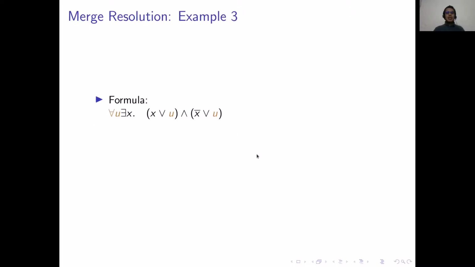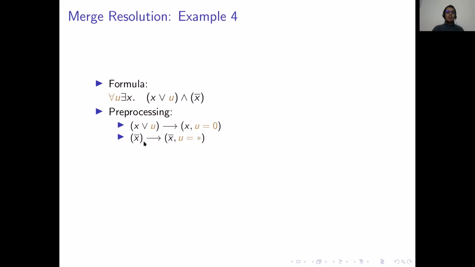Now the third example. In this example, even though the universal variable is to the left of the existential variable, both on the left and right we have u equals 0, so this resolution is allowed. In this example, the second clause does not have the universal variable u. So the pre-processing of this x bar clause would give you x bar comma u equals star. U equals star means set u to anything.